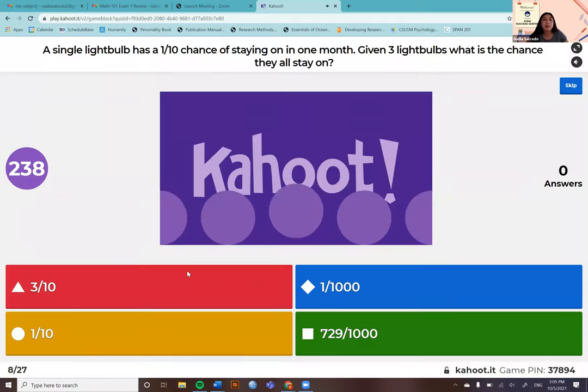A single light bulb has a 1 in 10 chance of staying on in 1 month. Given 3 light bulbs, what is the chance they all stay on?